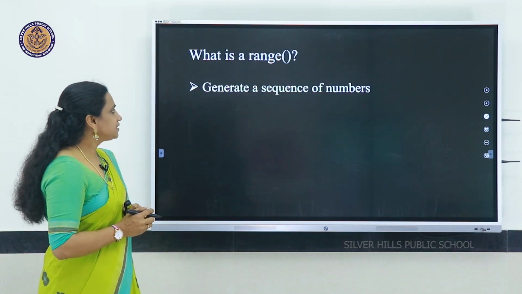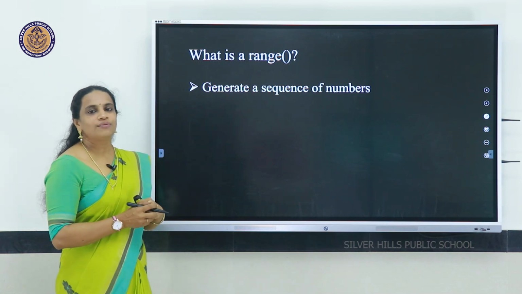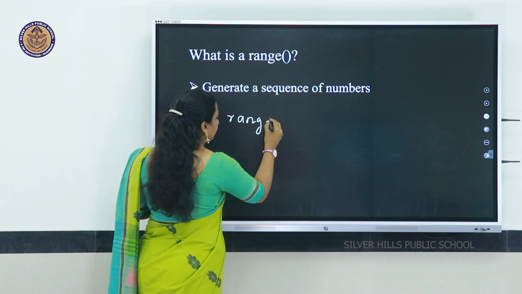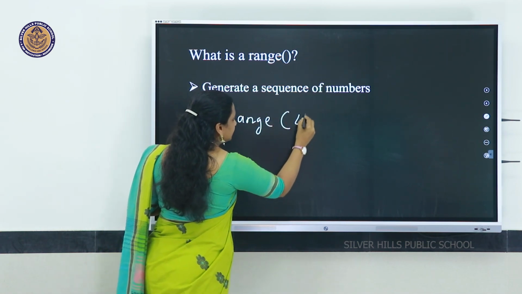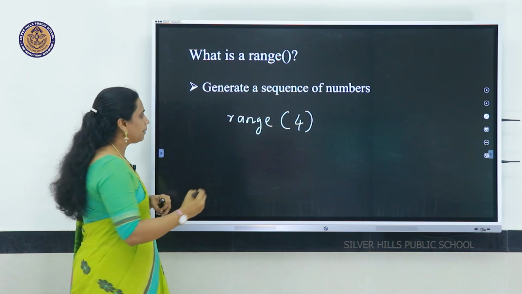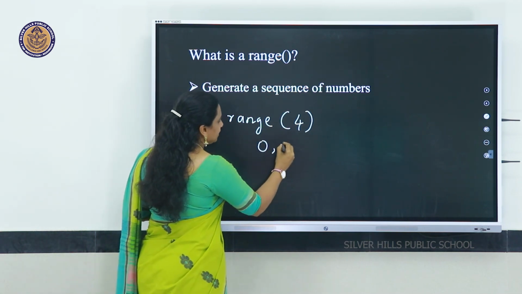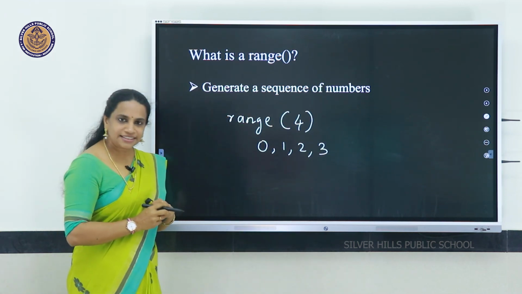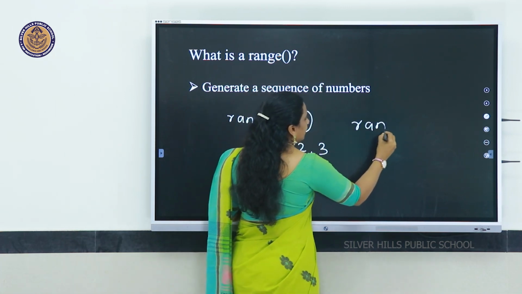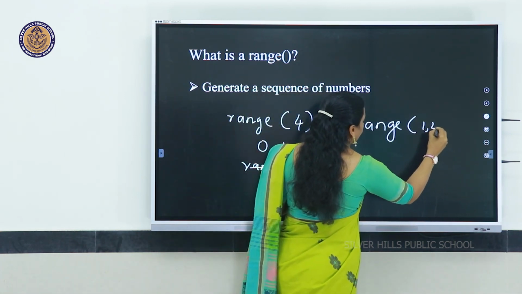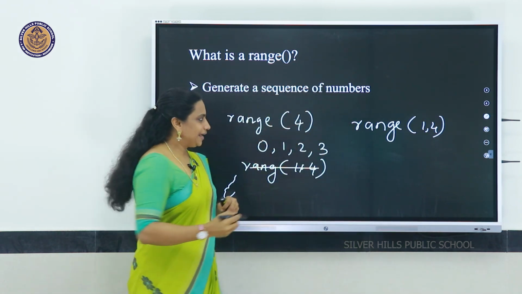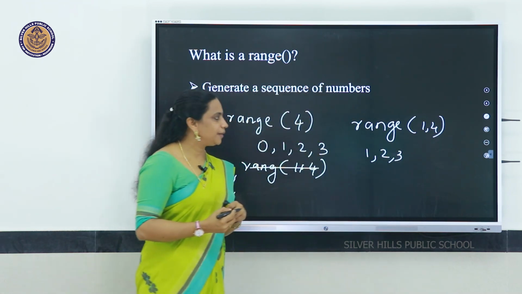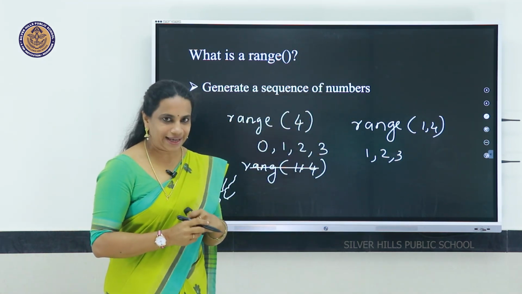Now a range generates a sequence of numbers. For example, range is a built-in function in Python, and suppose you are writing range of 4, what will happen? This will generate numbers 0, 1, 2 and 3. That is, 4 is excluded. Suppose I am writing range of 1 to 4, then what will happen? This will create numbers 1, 2, 3. The iteration will be 1, 2, 3.